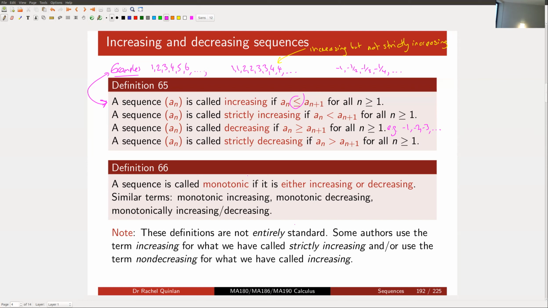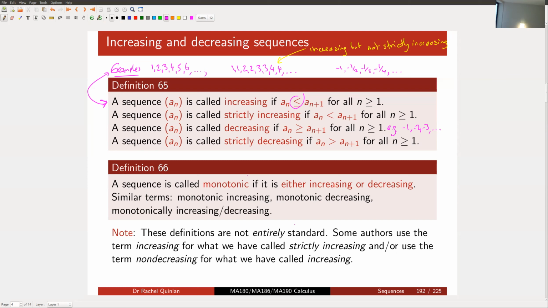Most sequences are neither decreasing nor increasing, in the sense that if you somehow generate a sequence randomly, it won't be either increasing or decreasing. It'll have some places where it increases and some places where it decreases. So these are special properties for a sequence to have.